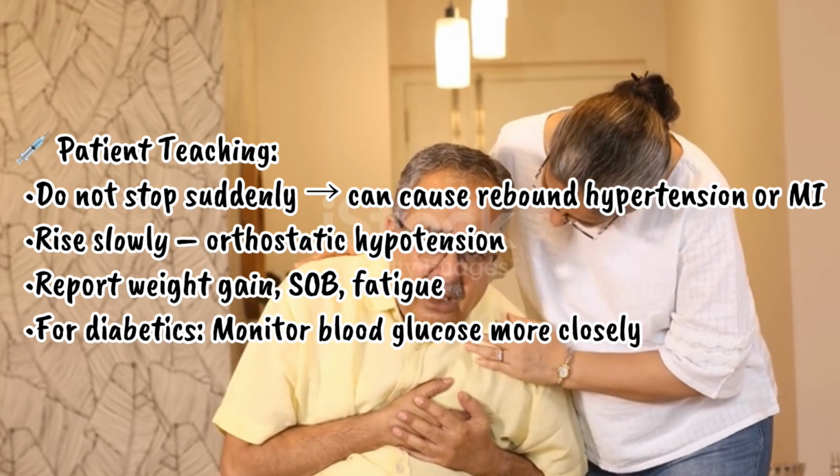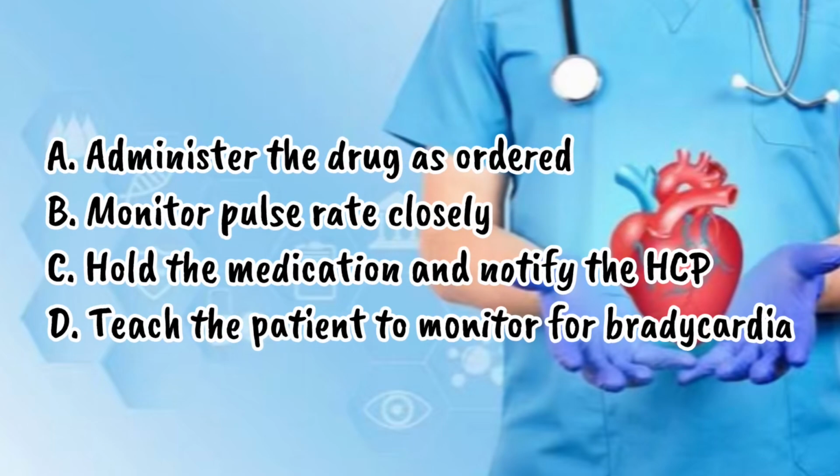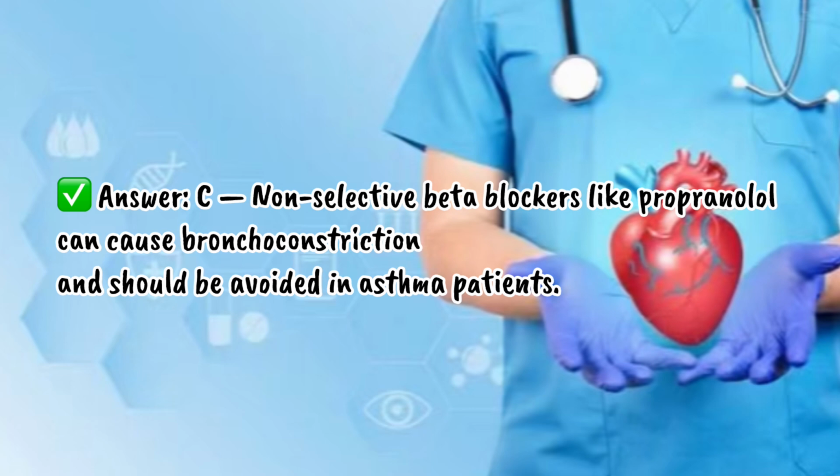Practice question. A patient with asthma is prescribed propranolol. What should the nurse do first? A. Administer the drug as ordered. B. Monitor pulse rate closely. C. Hold the medication and notify the healthcare provider. D. Teach the patient to monitor for bradycardia. You can remember that in an asthmatic patient, we cannot give beta blockers. So always hold the medication and notify the healthcare provider, because propranolol can cause bronchospasm and bronchoconstriction, so it should be avoided in asthmatic patients.